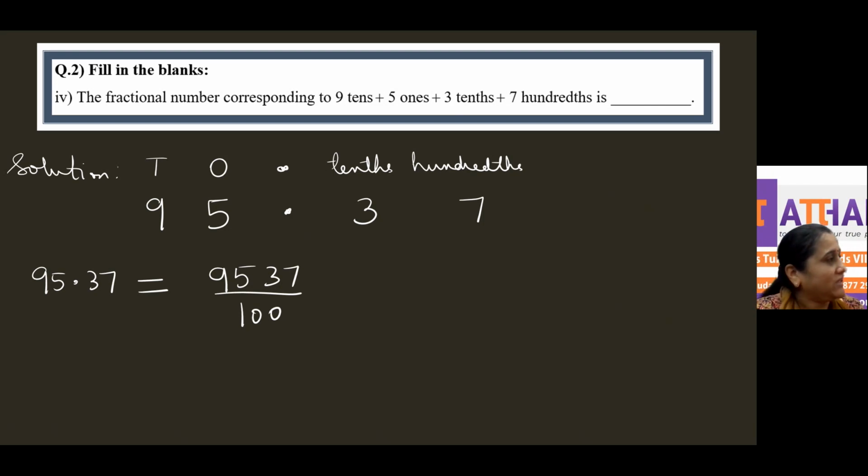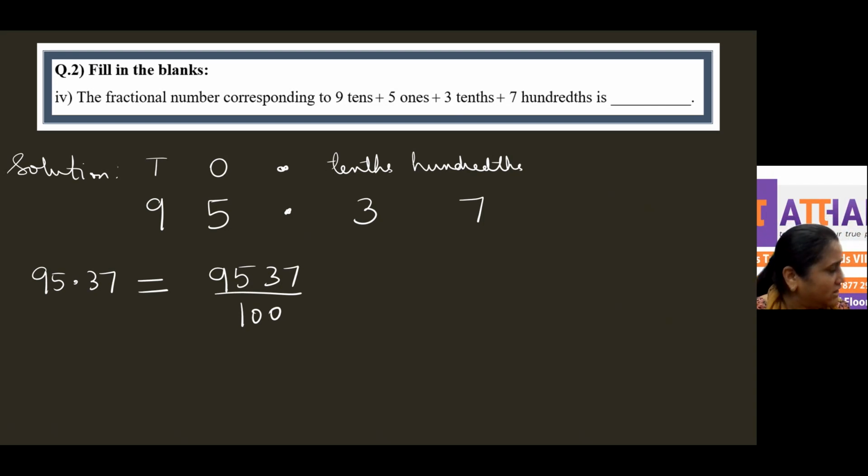Is it divisible by 5? 9537, is it divisible by 5? What's the reason? Because it's 5 or 0. Yeah, if the number should be divisible by 5, the ones digit should be 0 or 5. But this is 7. So 9537 is not divisible by 2. It's not divisible by 5 also.